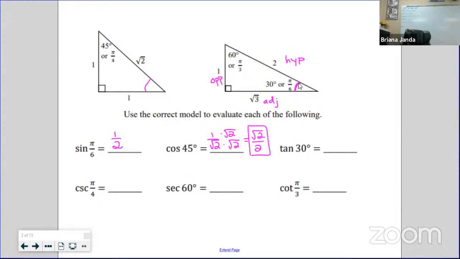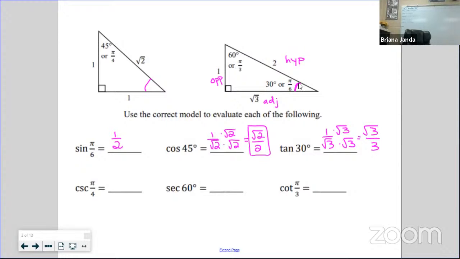Okay. Tangent of 30. So again, we're going to go back to here. I already have it marked correctly. Tangent is going to be our opposite over adjacent. Same conversation. Opposite is 1. Adjacent is square root of 3. Rationalize. So I get the square root of 3 over 3.